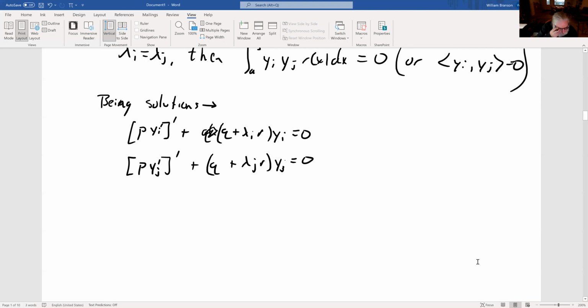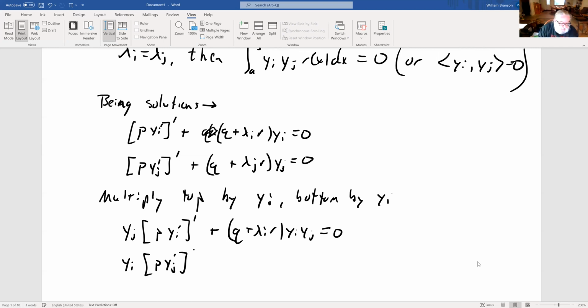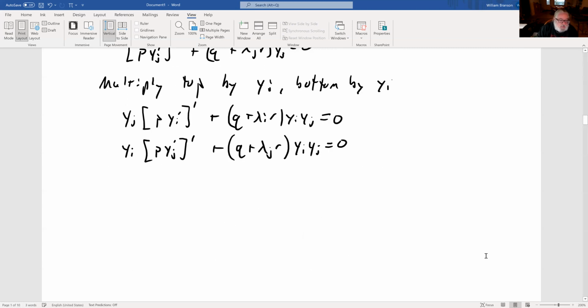So what we'll do is multiply the top by yj and the bottom by yi. So we get yj times (p yi prime) prime plus (q plus lambda i r) yi yj equals 0. And then we get yi times (p yj prime) prime plus (q plus lambda j r) yi yj equals 0. Now we'll subtract bottom from top.